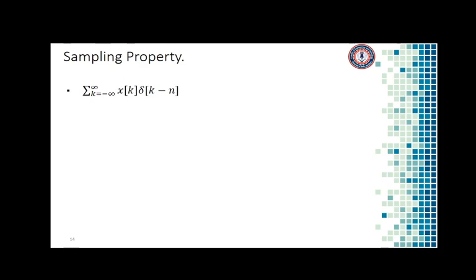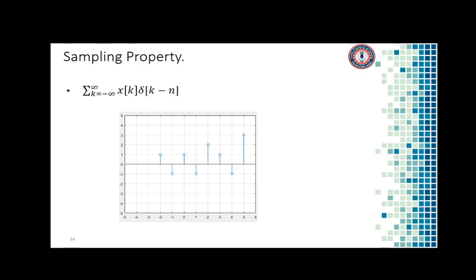Now another property is what's called the sampling property. Let's suppose I take another sum like this, which I have already showed you. First of all, think about what this means. I have a signal, a function of k like the one shown here. Now what is delta k minus n? That's like saying I have a delta function that is shifted, delayed to start at n. So what do I get when I multiply the signals together and add them all up?